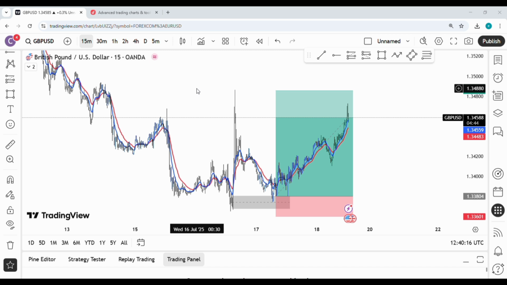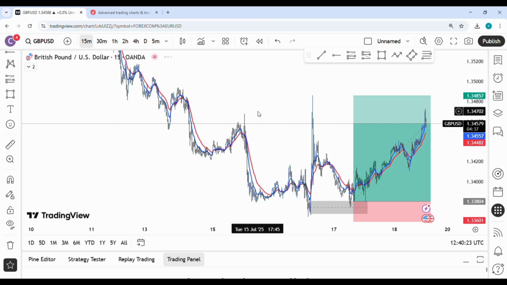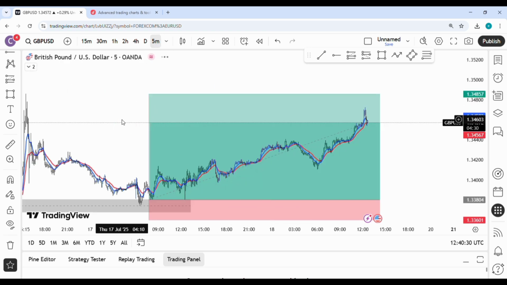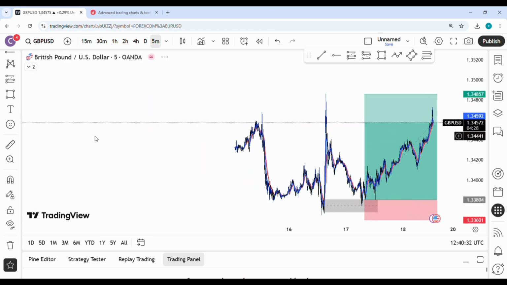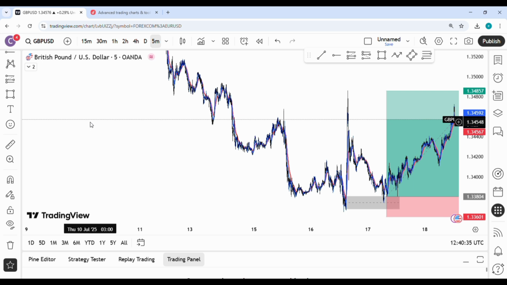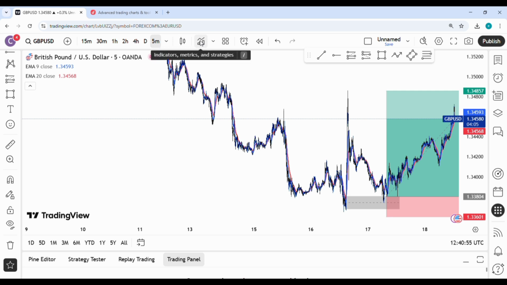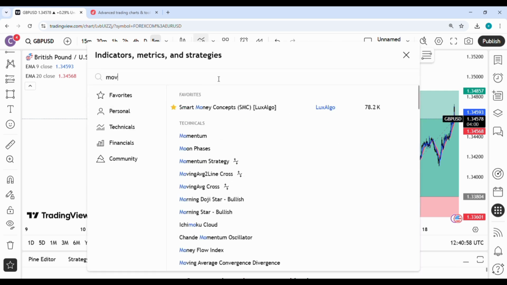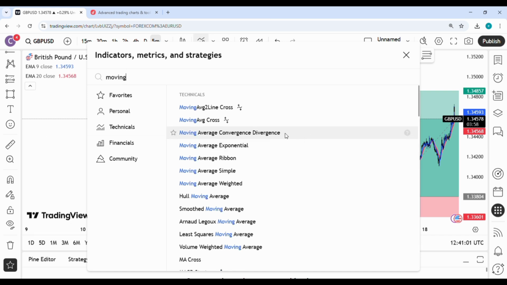Here's what you need to set up this particular strategy on your charts. First of all, we are going with our time frame, which is the 5-minute time frame. And again, we'll be using two indicators. First of all is the moving average exponential. We're using the 9 and we're using the 20. You know how to set it. You type in moving average. This is it here, moving average exponential. You click on it, then you add it to the chart.